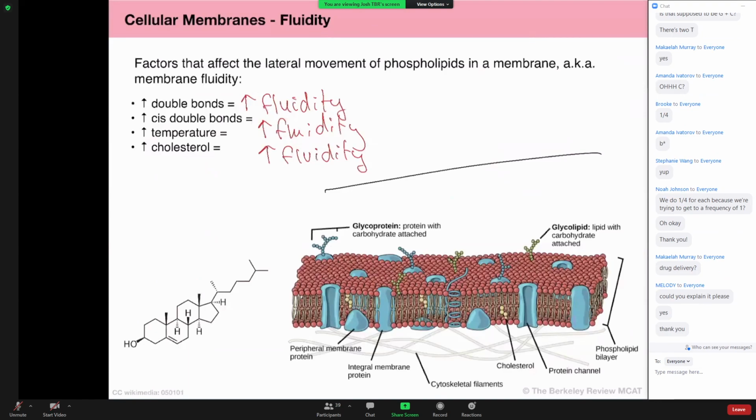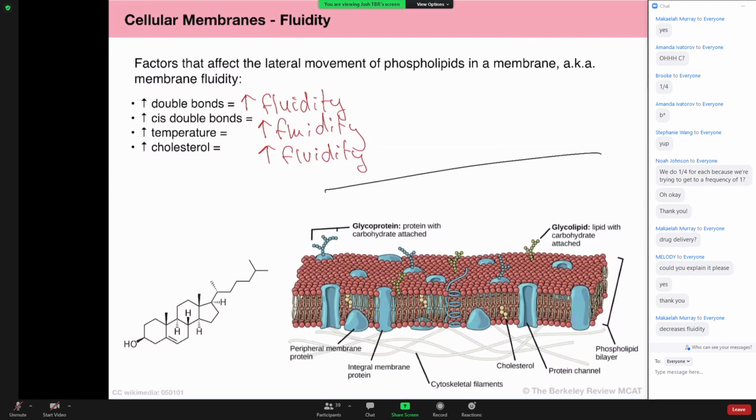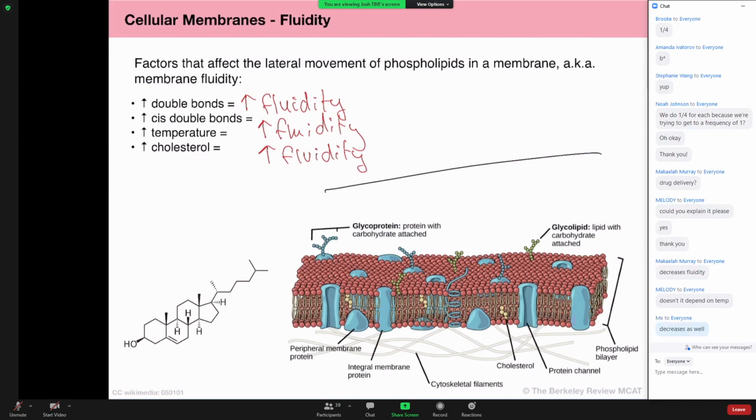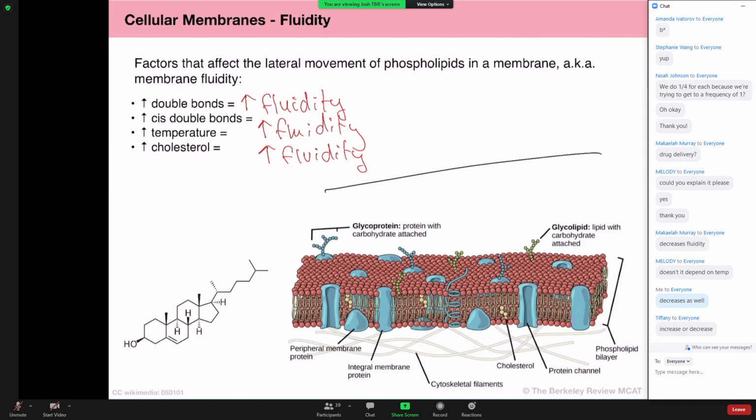Okay, now this is where things get weird. What about cholesterol? So here's cholesterol down here. What does this do to fluidity? We've got one for decreases fluidity. Anybody else want to give it a shot? You're not wrong about decreases, but you're also not right. Cholesterol, interestingly enough, is actually a bidirectional regulator of membrane fluidity.